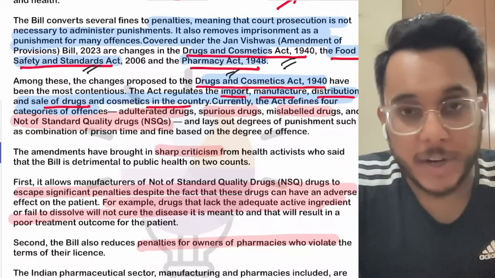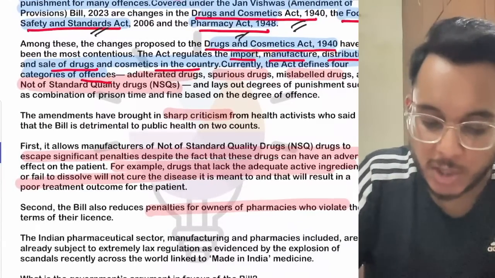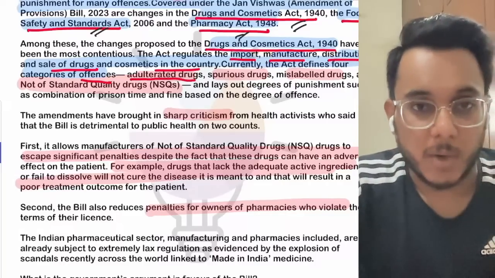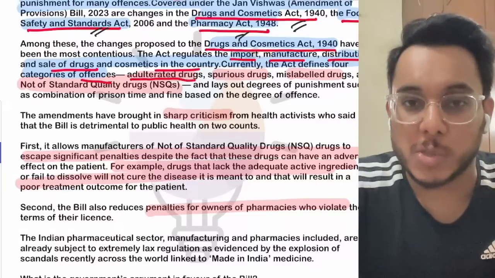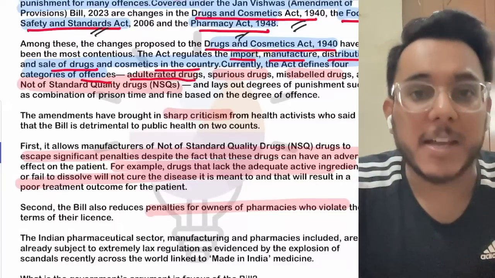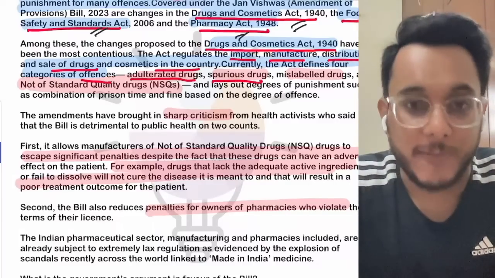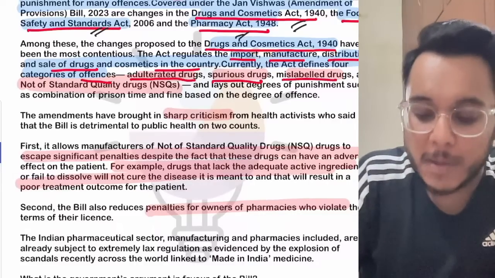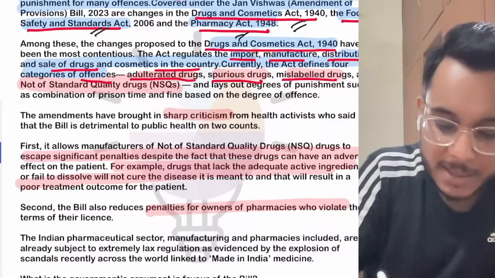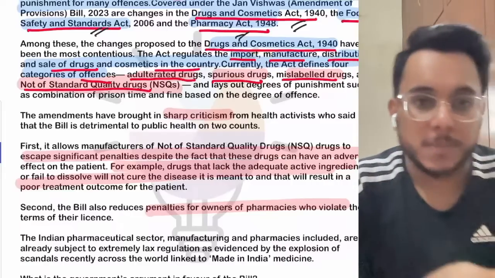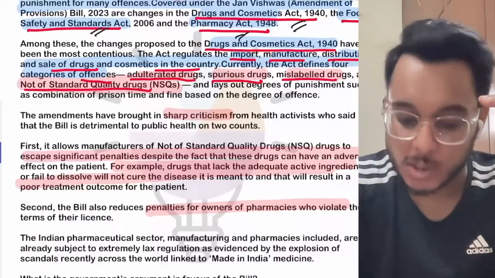Now, this Drugs and Cosmetics Act provides for four categories of offense. Number one, adulterated drugs. What is an adulterated drug? Let's say in a drug, chemicals X and Y were to be used, but it has been adulterated; some inferior quality of thing has been added. Then spurious drugs, which are actually fake drugs. Then mislabeled drugs. For example, on paracetamol, you write cetirizine; that is a mislabeled drug. Then drugs that are not of standard quality, drugs not meeting the standards. These are the four types of offenses under the Drugs and Cosmetics Act.